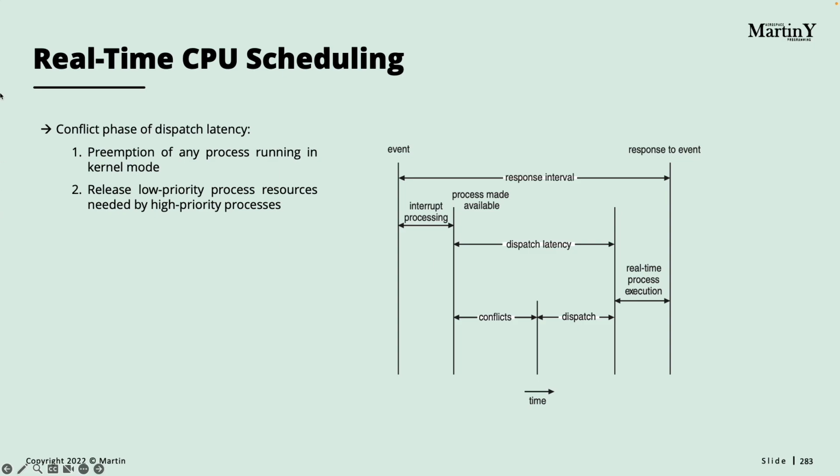Okay, and here you can see in this graph all the times that are involved in a response. Okay, so how long a response takes. So the response time is the time from when the event happened, okay, until the system actually responds. And this is a combination of the interrupt processing, the dispatch latency as we spoke, okay.